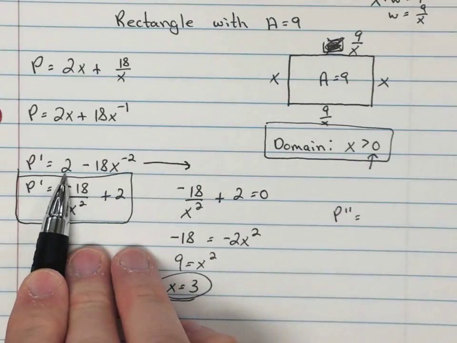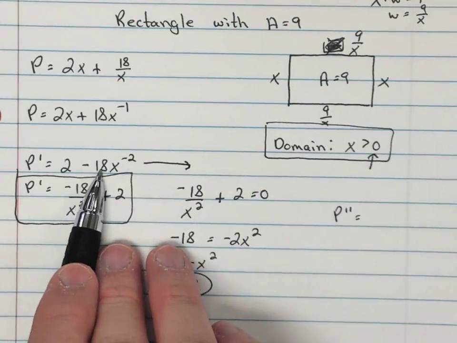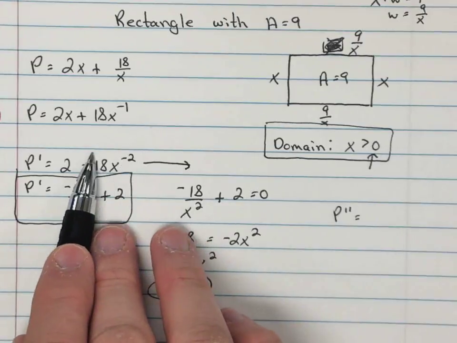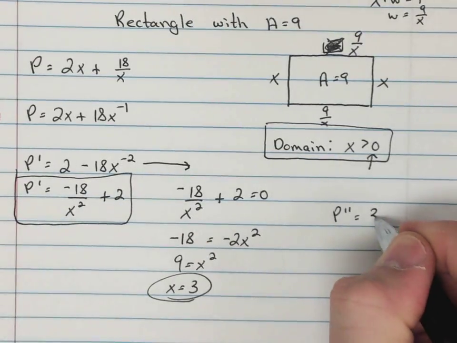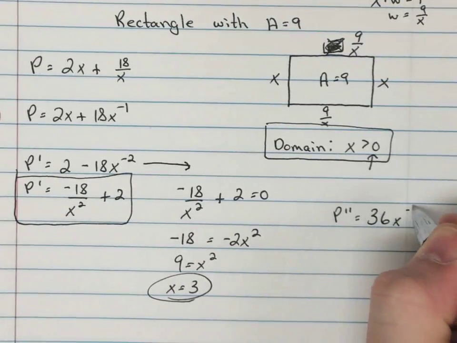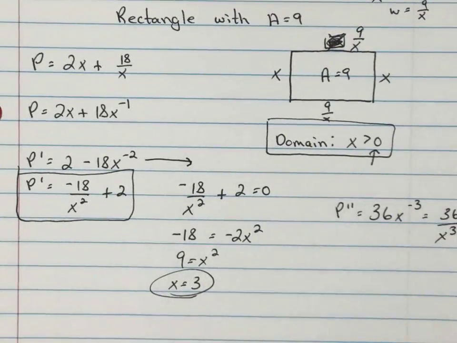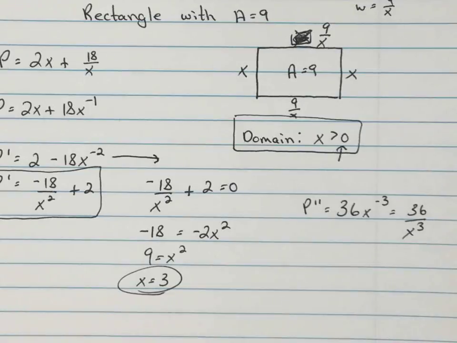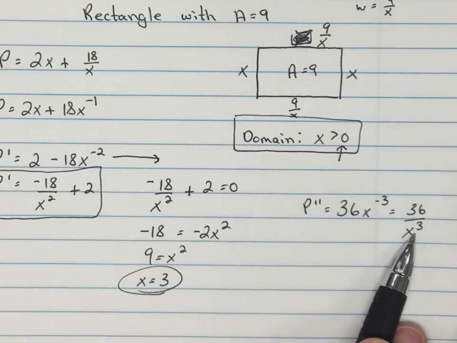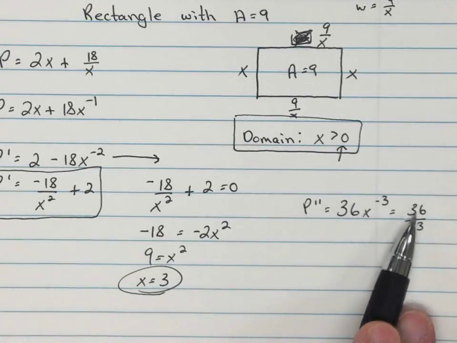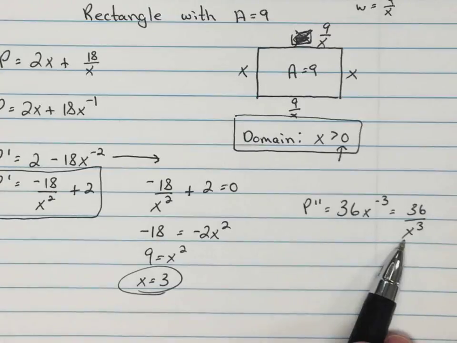The derivative of 2 is 0. The derivative of -18, x to the -2, bring down the -2, gives you 36x to the -3, which is 36 over x to the third. There's your second derivative. Here's the only reason I have to find the second derivative. Plug the critical value in. You get 36 over 27, which is a positive number.